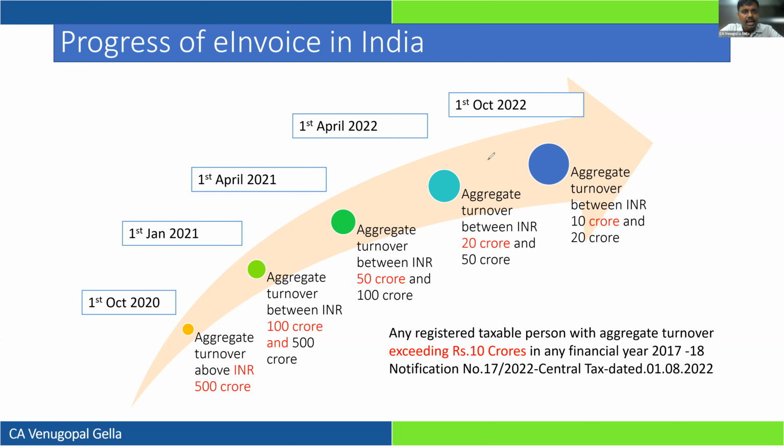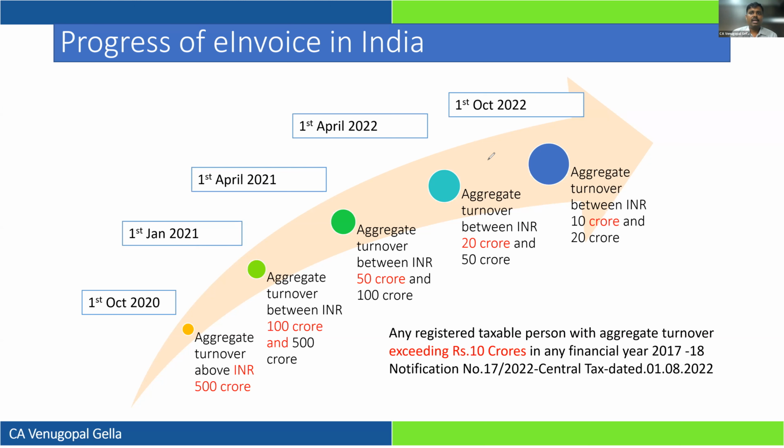For example, if your turnover in the state of Tamil Nadu is 5 crores, and in the state of Telangana your turnover is 6 crores, in both the states the turnover is lower than 10 crores. But cumulatively, your turnover is exceeding 10 crores. Then the concept of e-invoice arises and e-invoice is applicable.